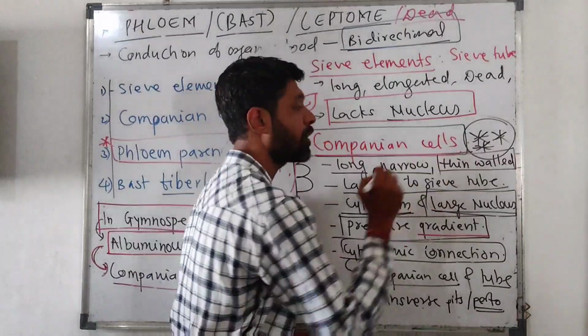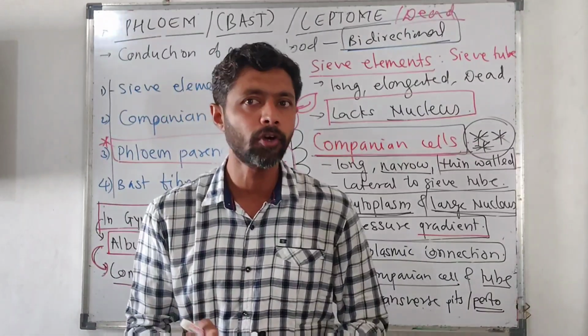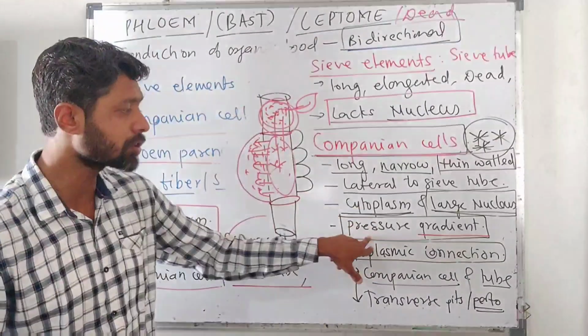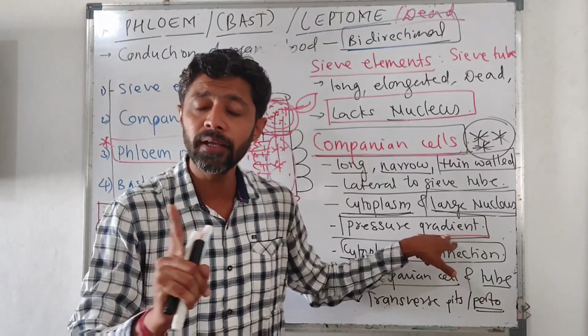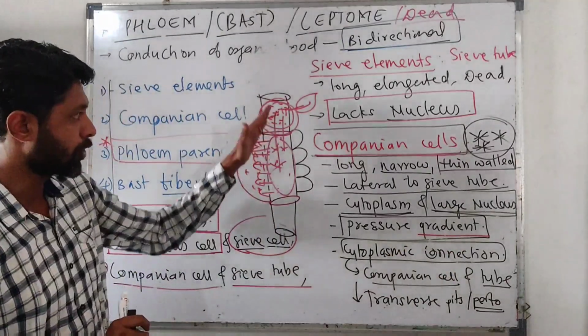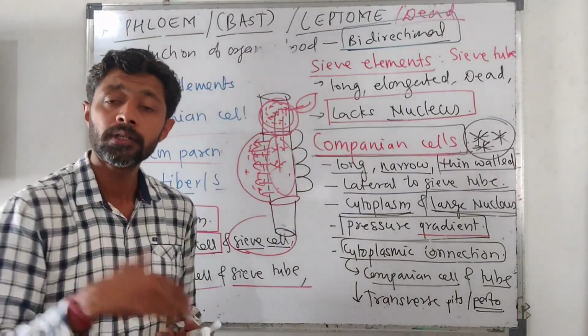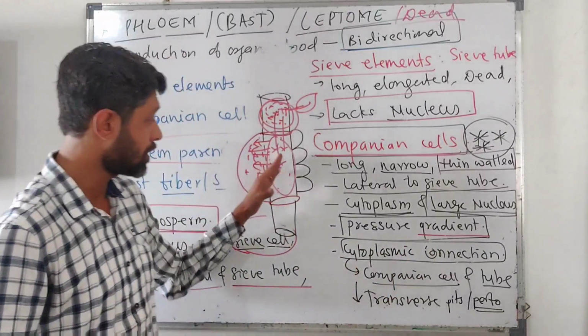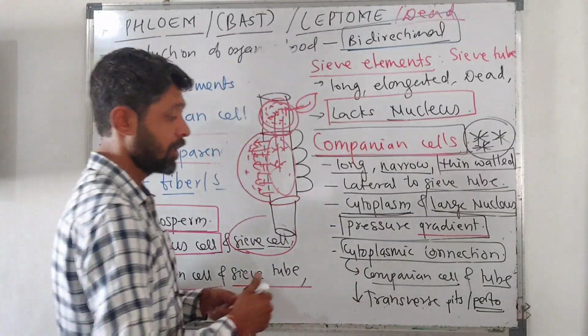This pressure gradient of organic food is regulated or maintained by your companion cells. So companion cells are meant for maintaining the pressure gradient of organic food, and because of that pressure gradient, the companion cell is going to decide the direction of food. The direction of transport of food will be regulated by the companion cell.